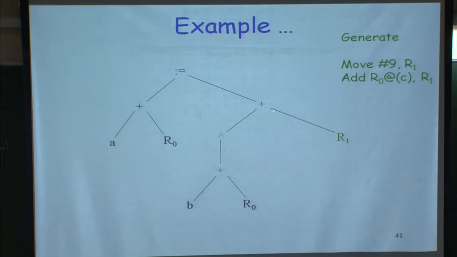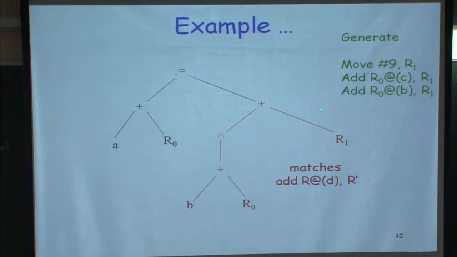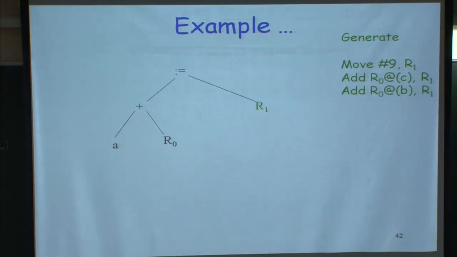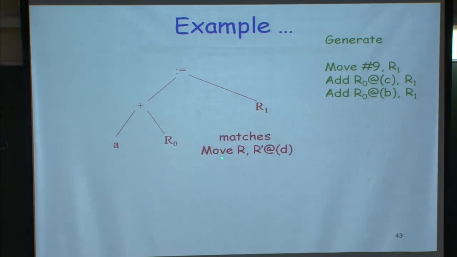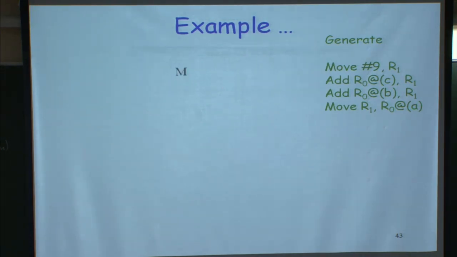And then the same pattern actually matches here, and what I can do here is say that this particular template matches this instruction template, and what I can generate is add R0 indirect B to R1, and then this whole thing can be replaced by R1. Then this whole thing matches the template which says move R into a location whose address is given by R prime indirect D, and here D is the constant A, and what I can generate is move R1 to R0 indirectly, and then this whole thing reduces to N.